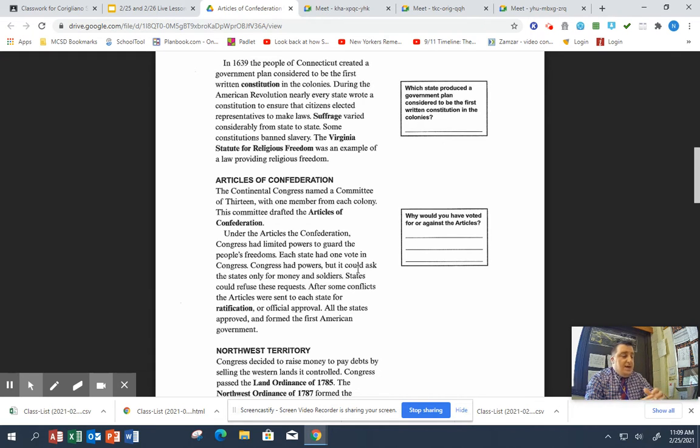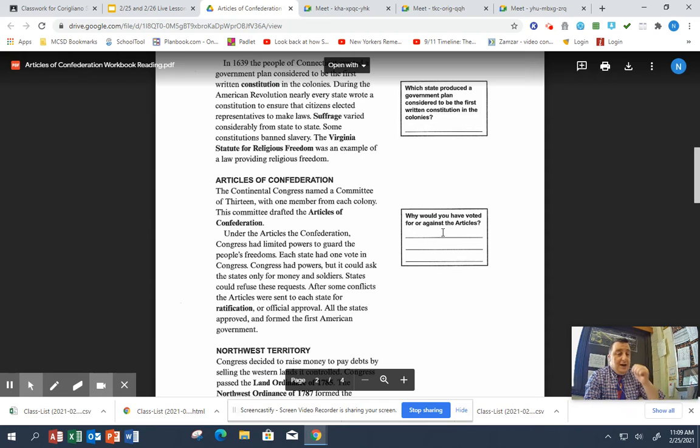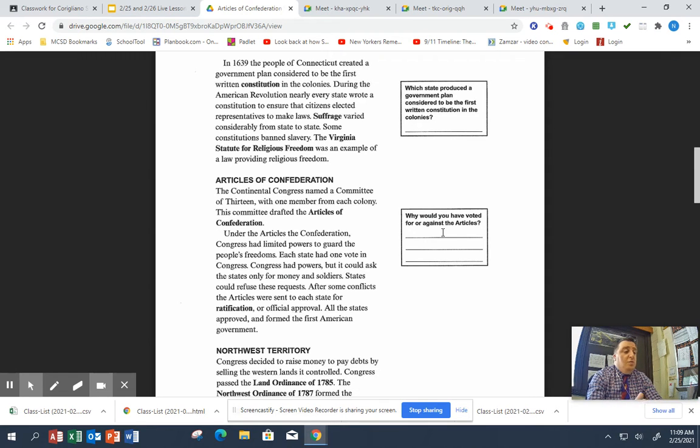Now, in the Articles of Confederation, the House of Representatives and the Senate didn't exist. It was one big legislative body that had representatives from the 13 states in it, and they made decisions. But ultimately, the states could refuse any decisions that Congress made in the Articles of Confederation. Okay? So obviously, the states have more power than the federal government. And based on that, it's up to you to decide whether that's a good thing or a bad thing, and whether you would have supported the Articles of Confederation or you would not have supported the Articles of Confederation.